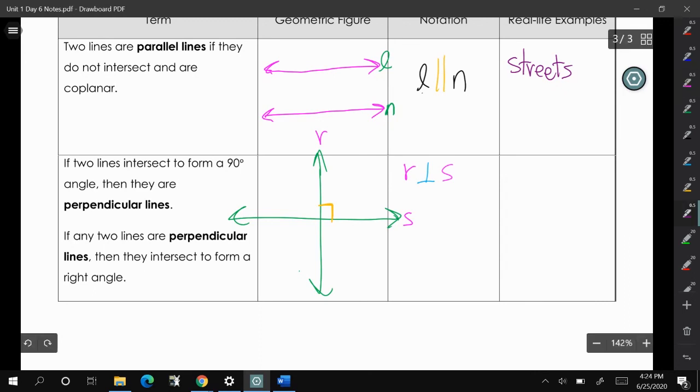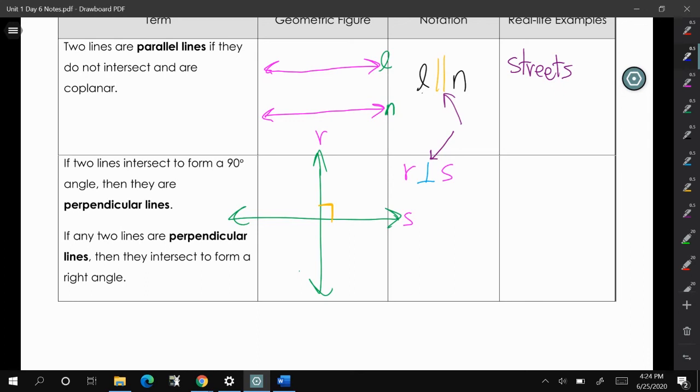So you do need to understand what these two symbols mean, because we're going to start constructing math sentences, and instead of writing out the word perpendicular or parallel all the time, we're going to use the symbols instead. And then an example for perpendicular lines, again, you could also look at the streets. My street and the main road that it connects to are perpendicular. But I won't use that one.